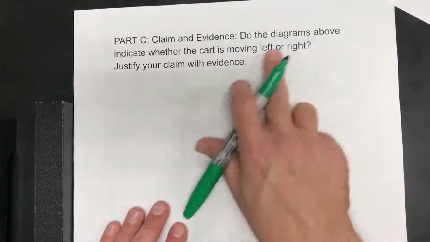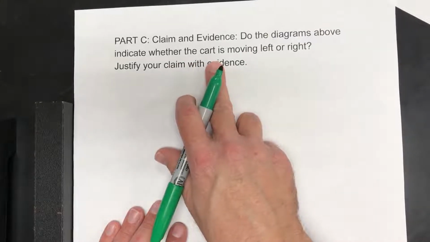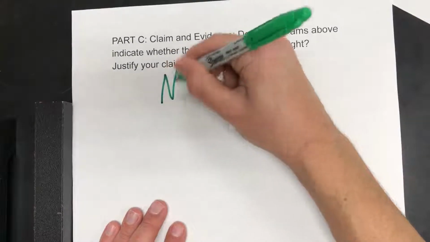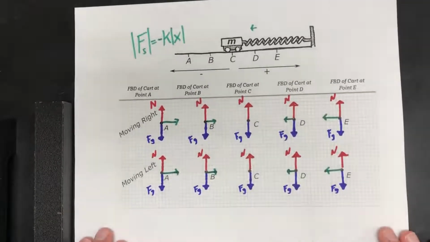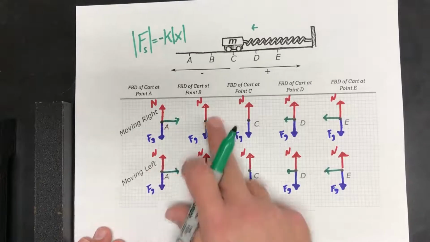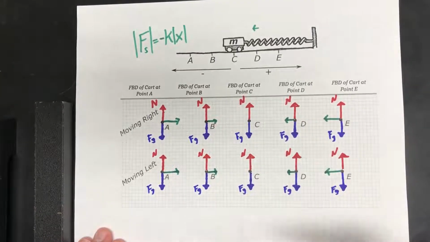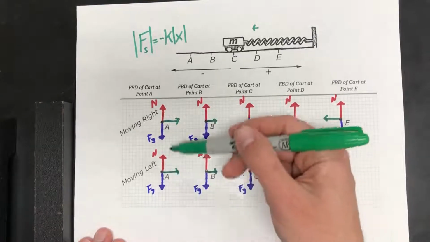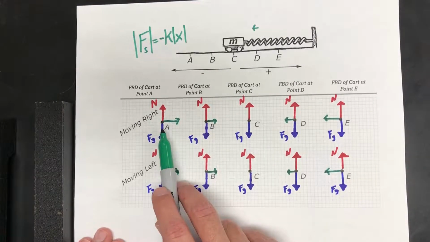So the next part says, do the diagrams above indicate whether the car is moving to the left or to the right? Justify your claim with evidence. Well, no, they do not, and let's just look at it here. So the picture, whether we were moving right or moving left, doesn't really matter. By the way, saying that it's moving right at the ends here or moving left, it's a little bit weird because it's actually not moving at all, but it's getting ready to move right here.